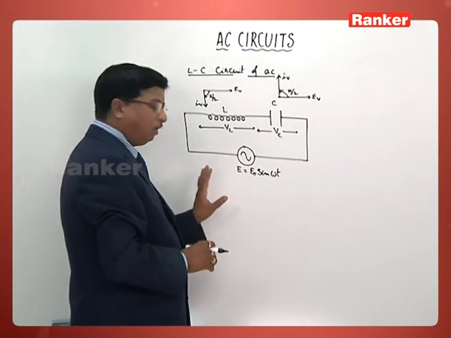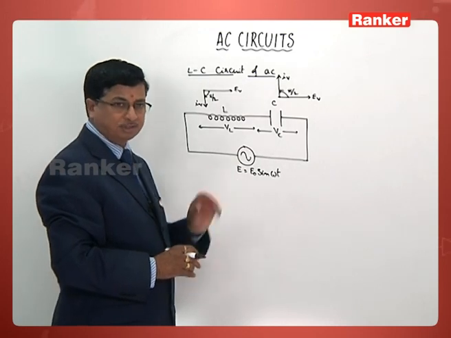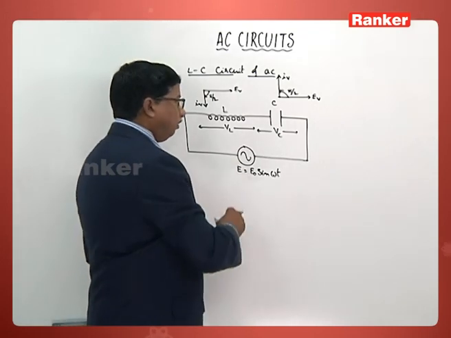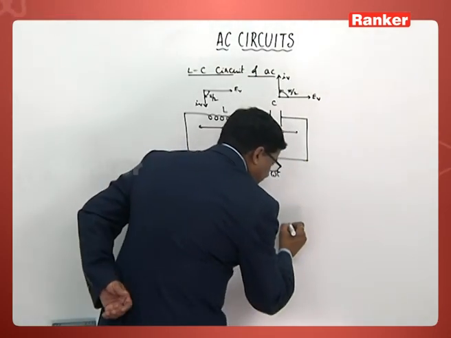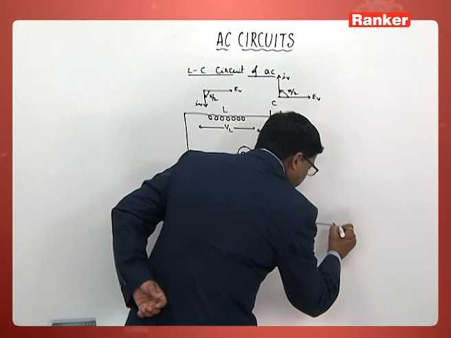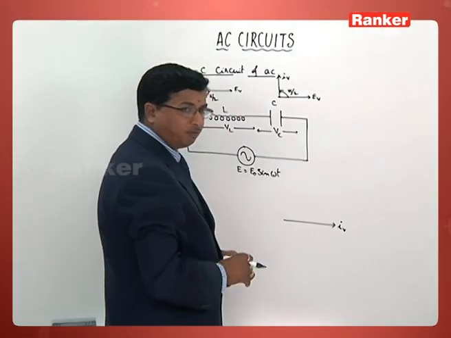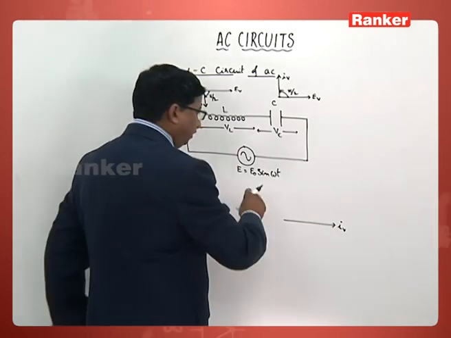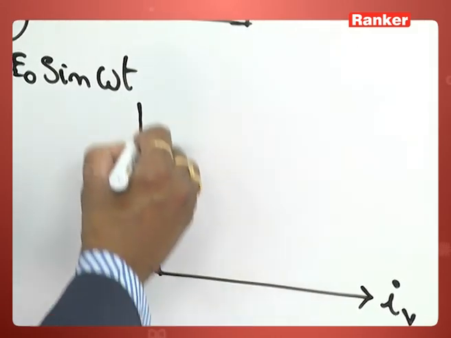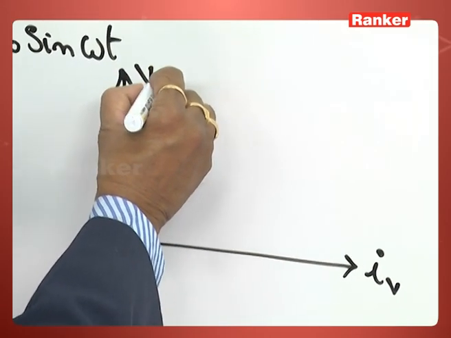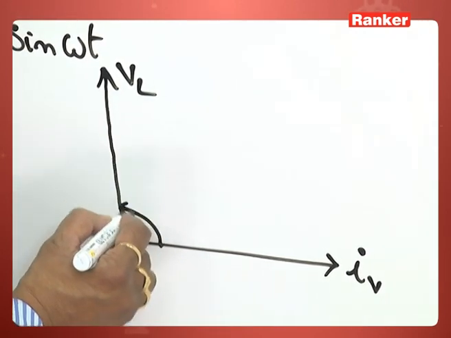Now, as usual, we have to draw the phasor diagram for this. Whenever we consider the phasor diagram, this is the direction of the virtual value of current. Then we can say this VL, that is the potential difference across the inductance, leads this current by pi by 2 radian.